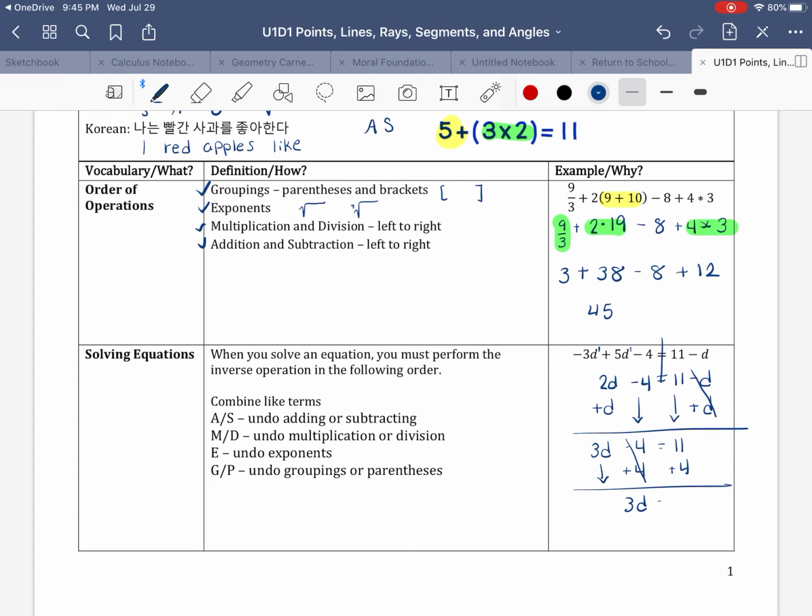3D we bring down equals 15. Now we don't have any addition or subtraction, so we have to go on to any multiplication or division. When we have a number and a letter side by side, we know that they're being multiplied. All right, so in order to get the D all by itself, we have to do the inverse of multiplication, which we know is division. So I'm going to divide by 3, and we end up with D equals 5. And that is our final answer. Okay, luckily here we didn't have to do any exponent work or any undoing of parentheses.